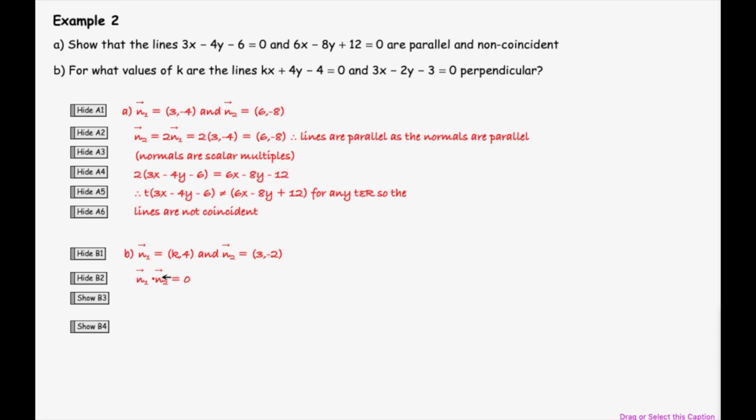So I need n1 dot n2 to be 0. Now, n1 dot n2 is going to be k times 3 minus 8, because 4 times -2 is -8. So I'm going to get 3k minus 8 equals 0. And then that is going to give me that 3k is 8, or k is 8/3. All right, that brings us to the end of example 2.